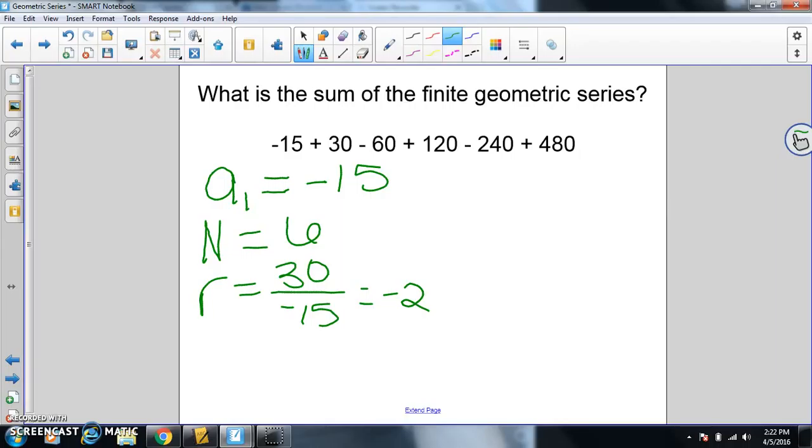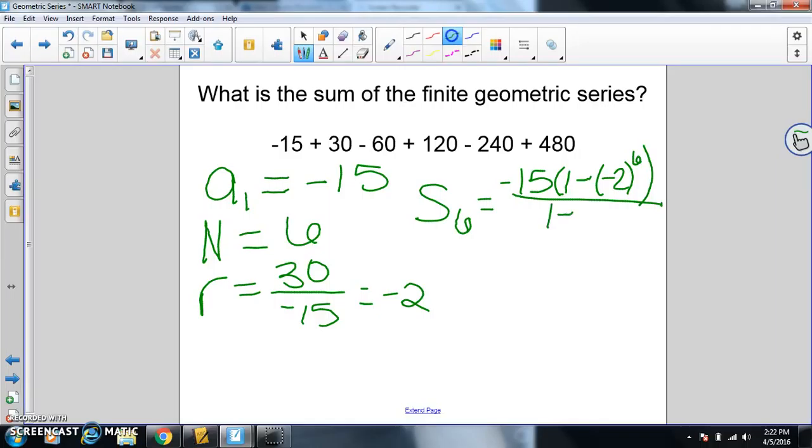We can then use our formula. The sum of the first 6 terms is equal to our first term, negative 15, times 1 minus r, which is negative 2, to the nth power, which is 6, divided by 1 minus r. Put this in your calculator. So the sum of our first 6 terms is equal to negative 189.